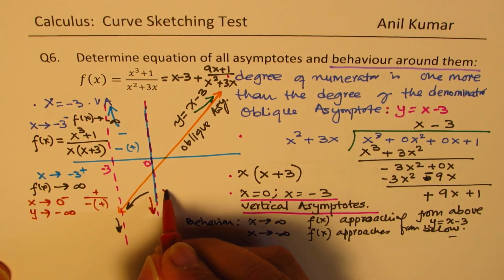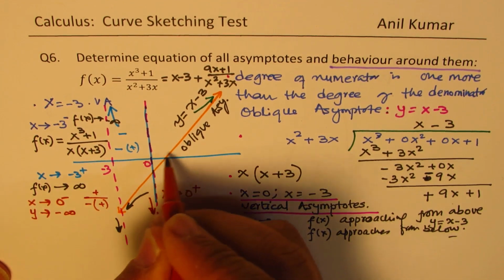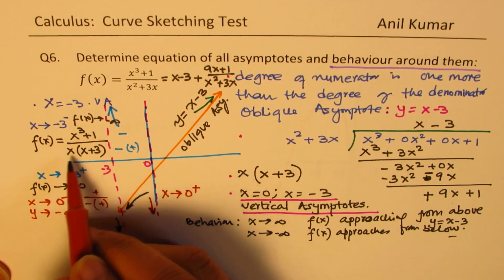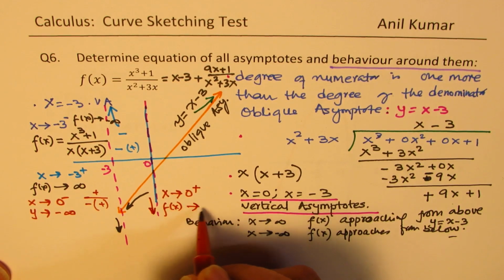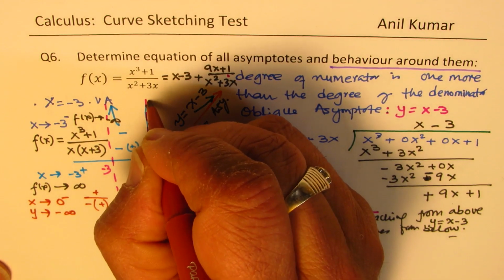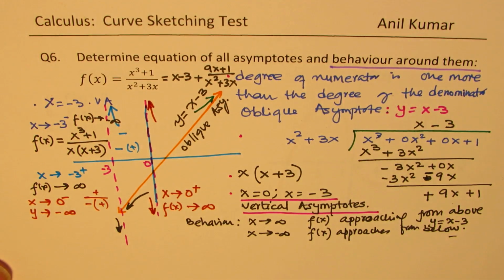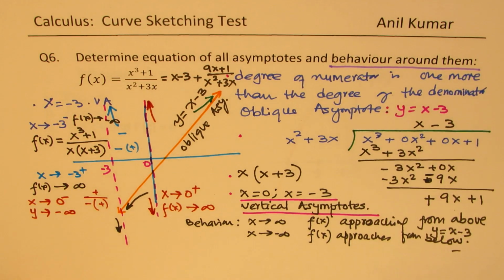Now, when x is approaching 0 from the positive side, this side, all these terms are positive. So f of x is approaching positive infinity. Is that clear to you? So that is how we are going to describe the behavior near or around the asymptotes. Is that clear to you? Perfect. Now let's move on and take the next question.